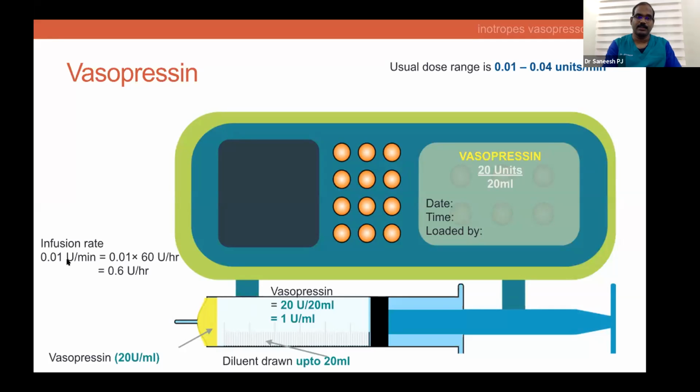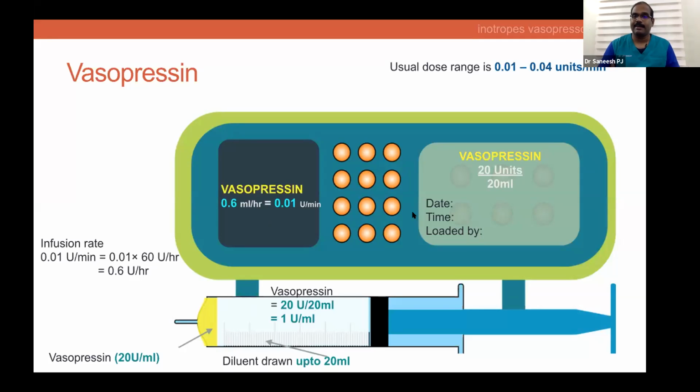Infusion rate is 0.01 units per minute. We are converting to units per hour. It's 0.6 units per hour. So, coming down, vasopressin in a nutshell: 0.6 ml per hour gives a dose of 0.01 units per minute.